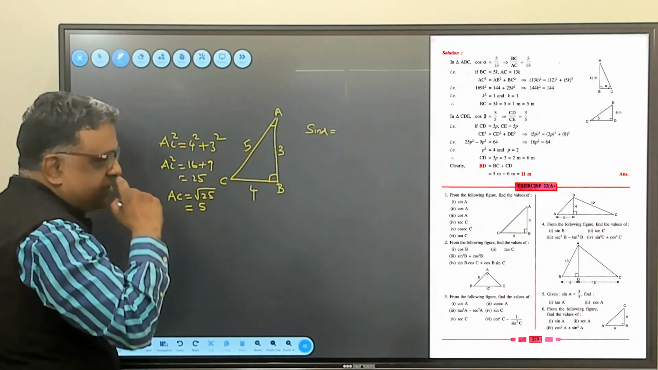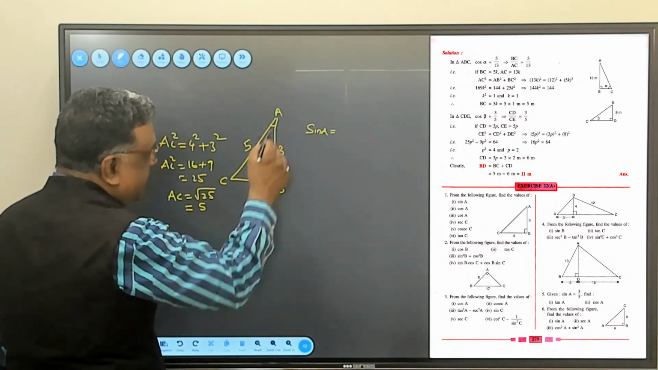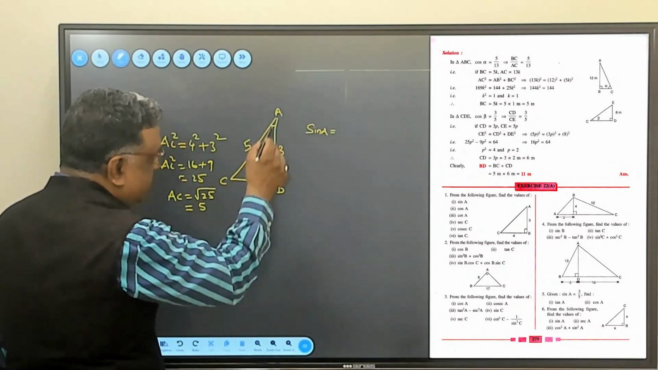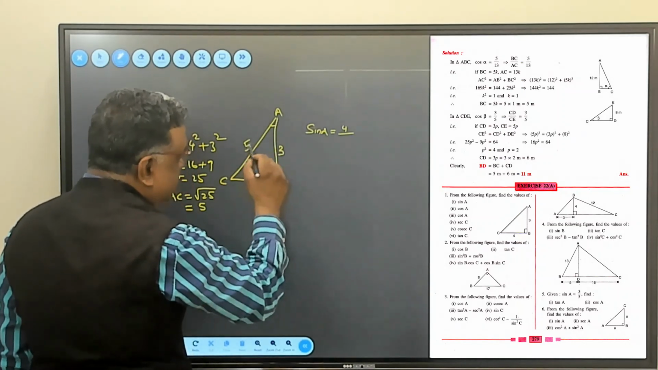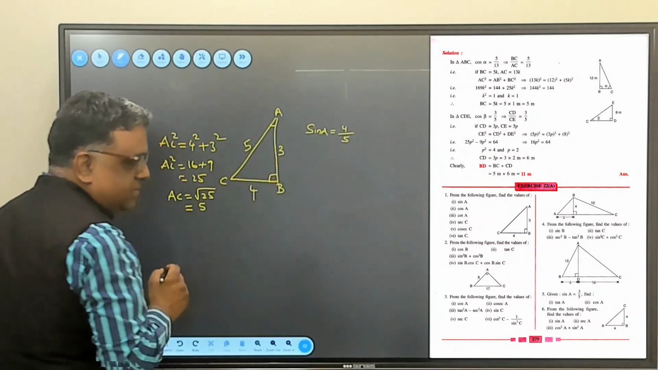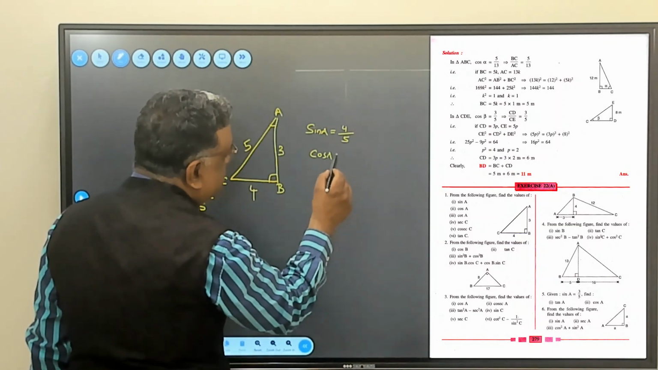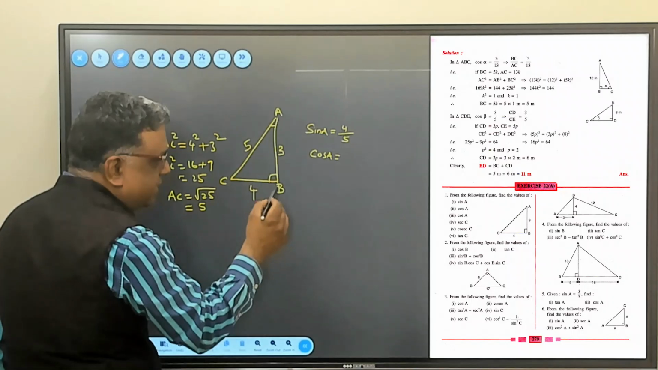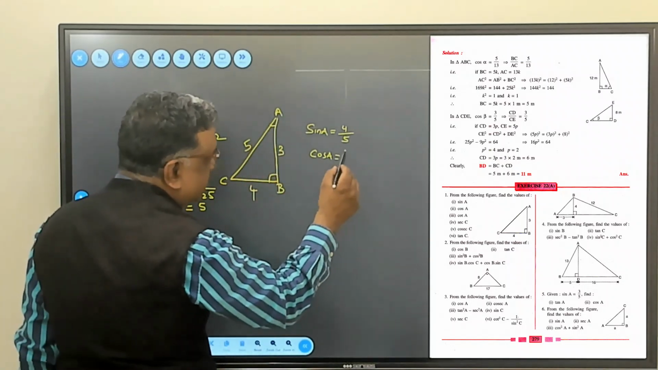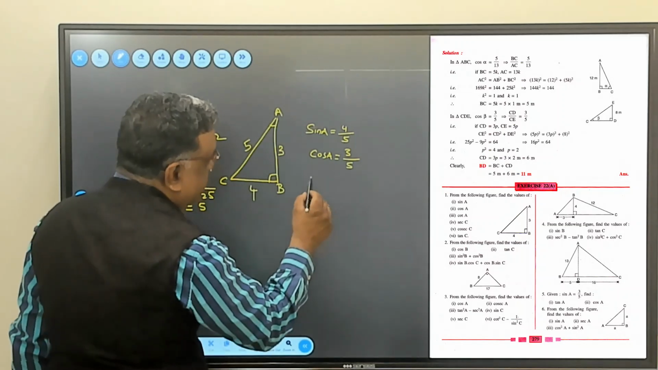So by definition, what is sine A? Sine A is the side opposite to this angle. The side opposite to angle A is BC, so 4 upon the hypotenuse, which is 5. So the sine A value becomes 4 upon 5. Similarly, what will be cos A? Cos A by definition is the side adjacent to the angle A upon the hypotenuse. The adjacent side is 3 and the hypotenuse is 5. Then cot A.